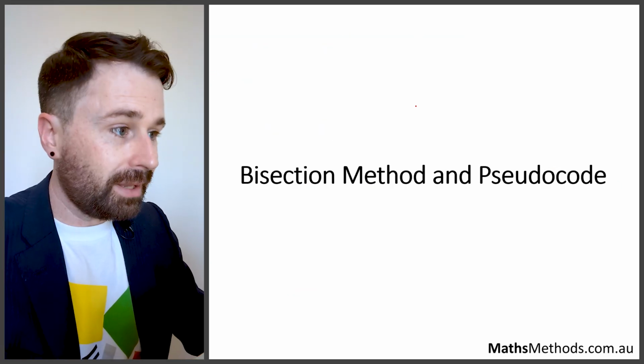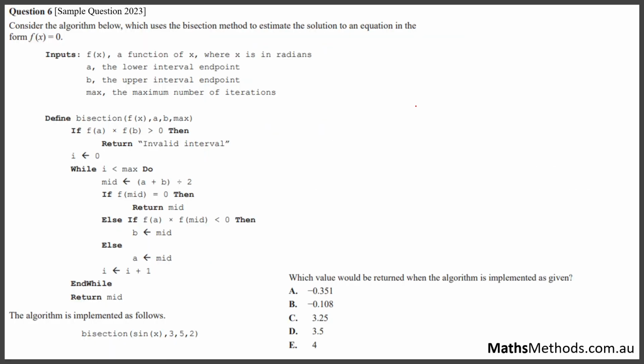So, bisection method and pseudocode. All right, so consider the algorithm below, which uses the bisection method to estimate the solution to an equation in the form f of x equals 0. So we've got our inputs and defining and all that sort of stuff. Again, if you aren't fully familiar with pseudocode, I highly recommend checking out my video tutorials on that. Very much will simplify it for you.